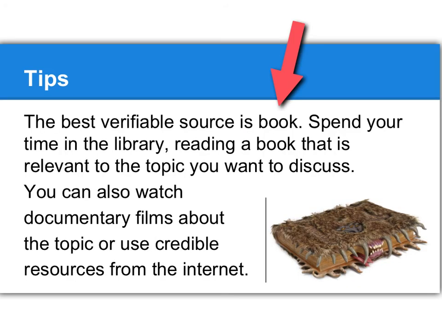Now, here's another tip. The best verifiable source is a book. If you can, spend your time in the library reading a book that is relevant to the topic you want to discuss. You can use the library at school, you can go to the public library. There's lots of places where you can find books for this type of information. You can also watch documentary films about the topics or use credible resources from the internet. But again, remember to be selective on which resources you use from the internet, because some of them are not always absolutely accurate, or some of them come from questionable resources.